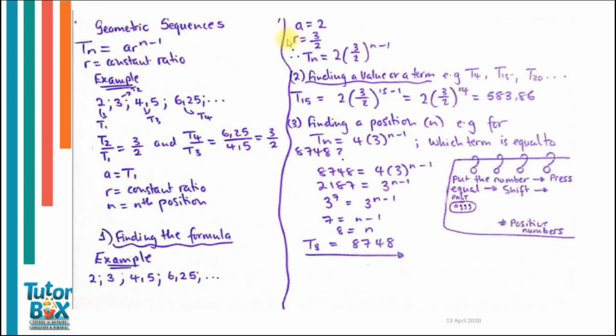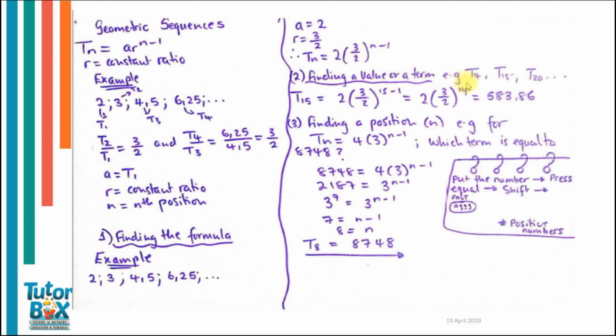So we have 2, 3, 4.5, and 6.25. We already found that our constant ratio was 3 over 2, and A, which is 2, is T1, our first term. So A is 2, R is 3 over 2. Therefore, Tn will be equal to 2 times 3 over 2, all raised to the power of n minus 1.